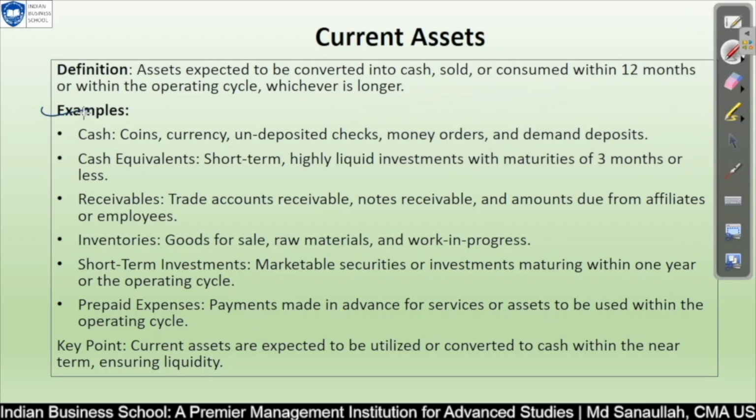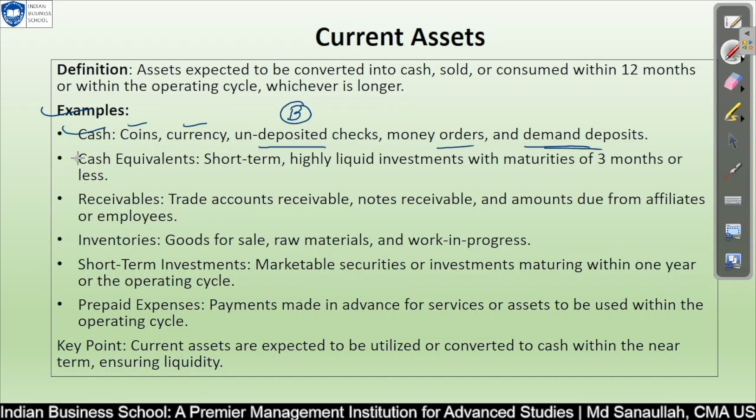An example of current asset is cash. Cash is a current and quick current asset, like coins, currency, and deposit checks. Any check you have that you need to deposit into the bank, but you are still carrying it, even though you are going to give it to somebody else for payment, since you have not deposited it into the bank, it is still your asset. Money order and demand deposit.